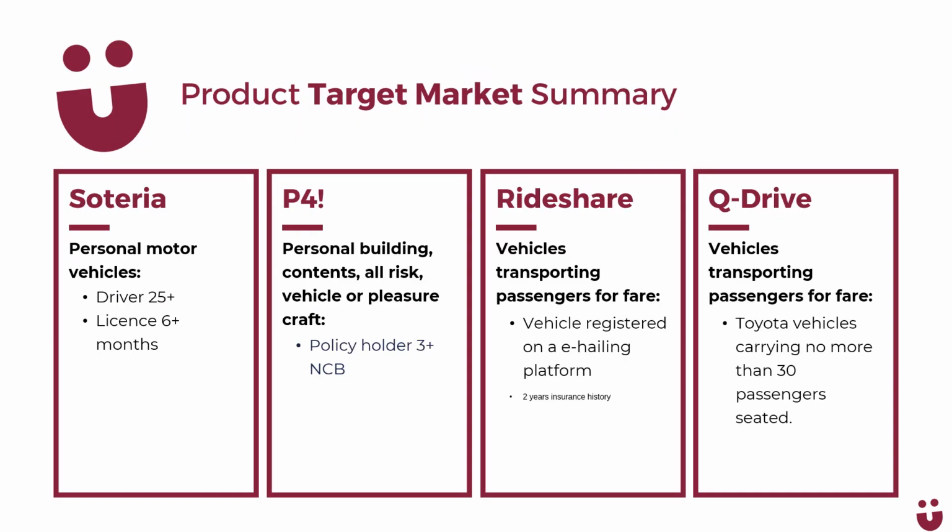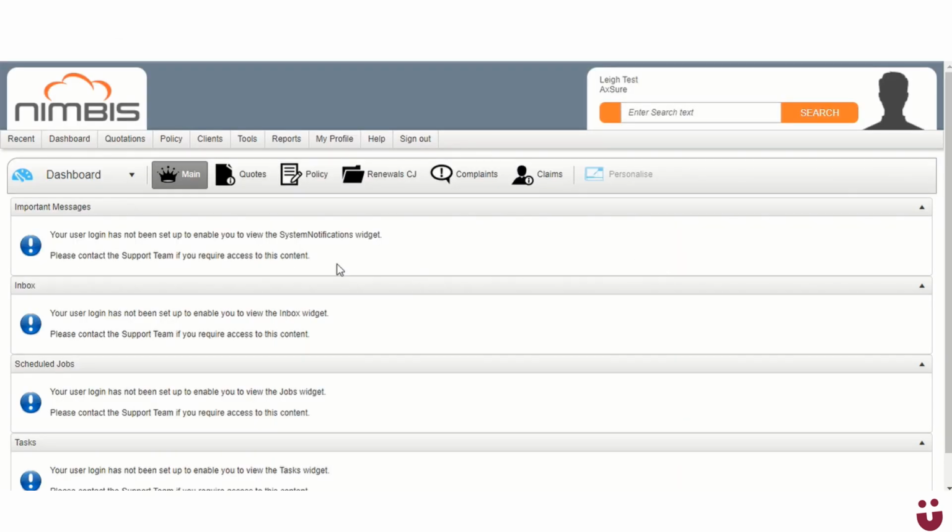Step 1. Select the best product to meet your client's identified need. Once the product is selected, follow the system prompts to complete the quotation. On the Nimbis dashboard, you'll need to hover over the Quotations button and click Add a new quote.